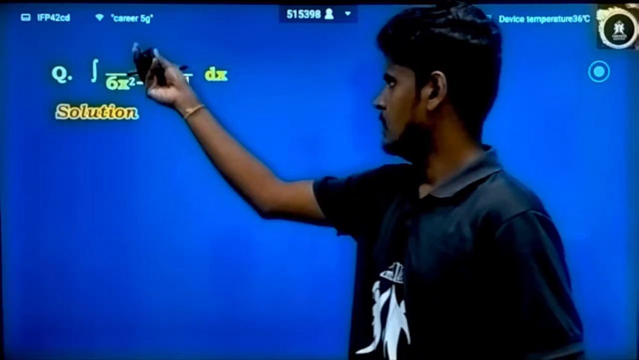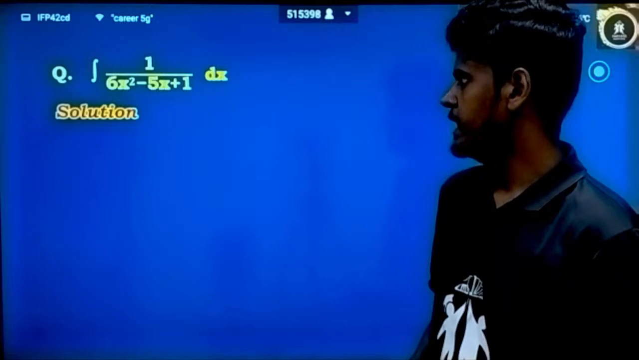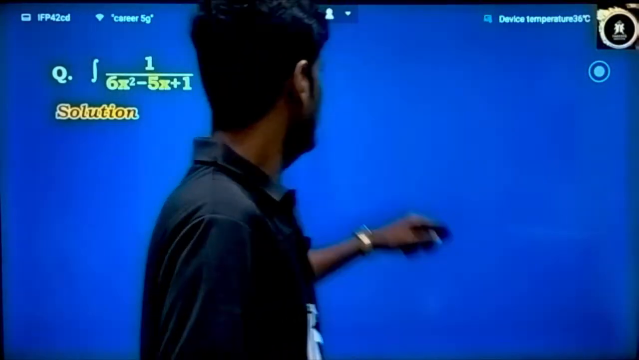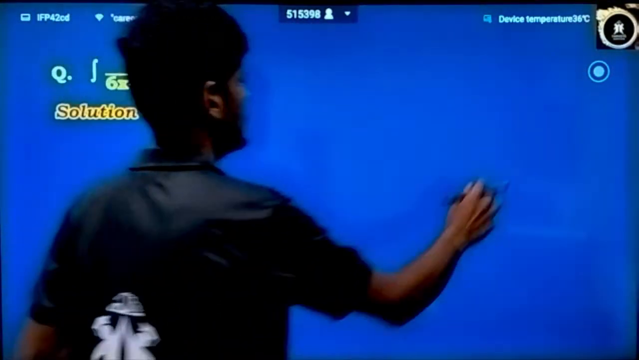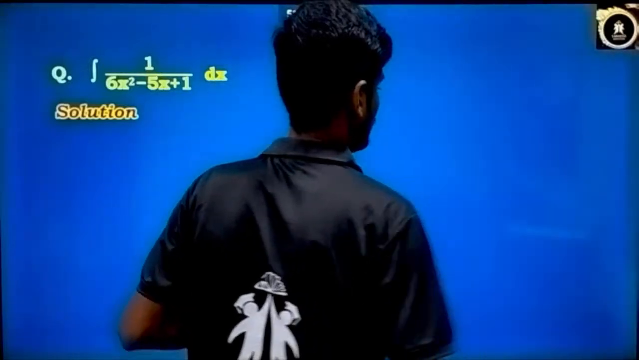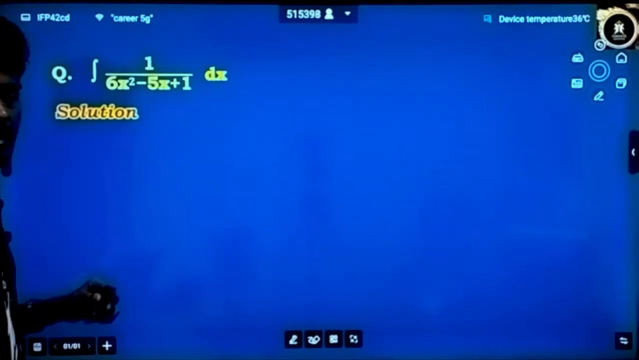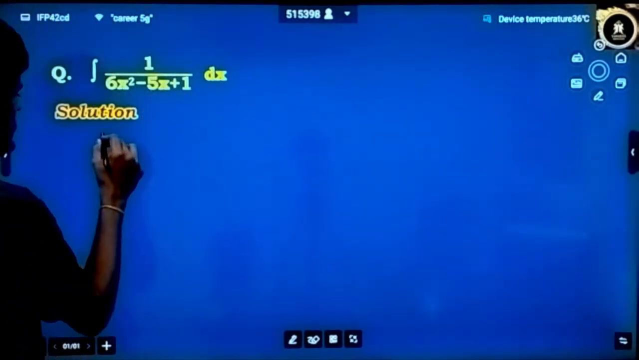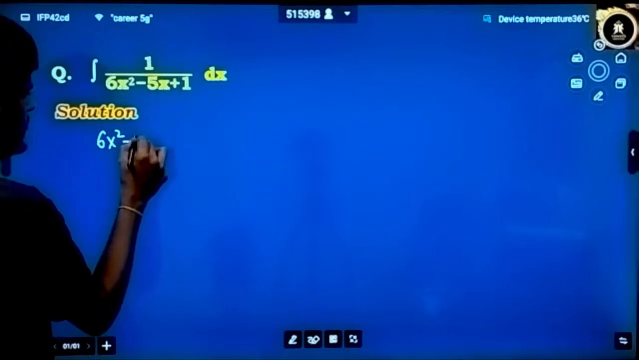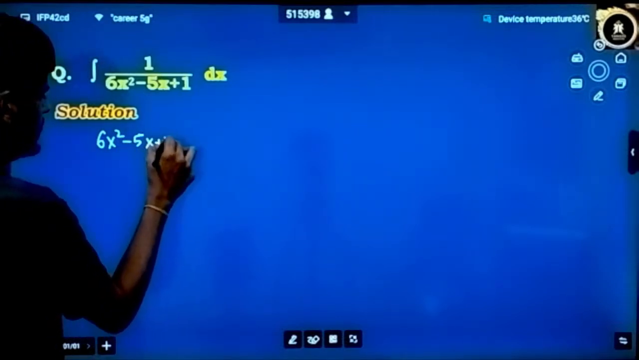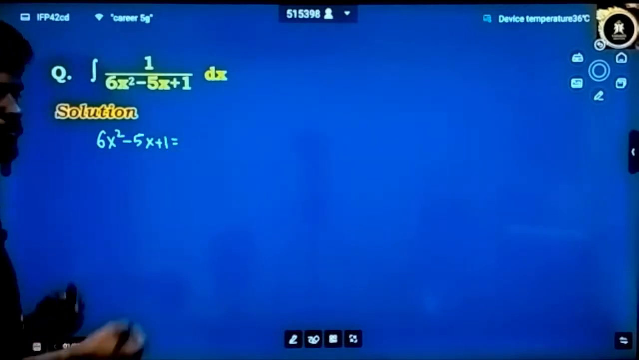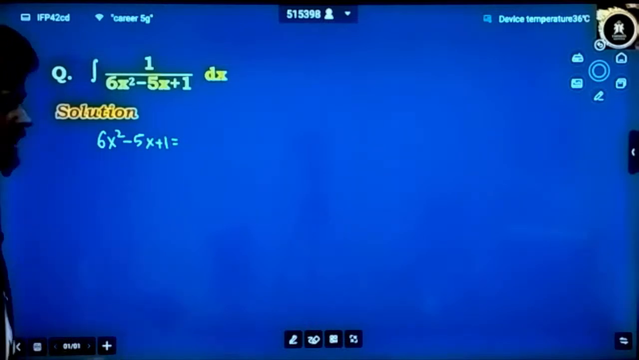First question is the integral of 1 by 6x square minus 5x plus 1. We will try to simplify this first. Try to factorize this and solve. Now what are the two numbers? Here we can write 6x square minus 5x plus 1 such that the product of numbers is 6 and the sum is minus 5.